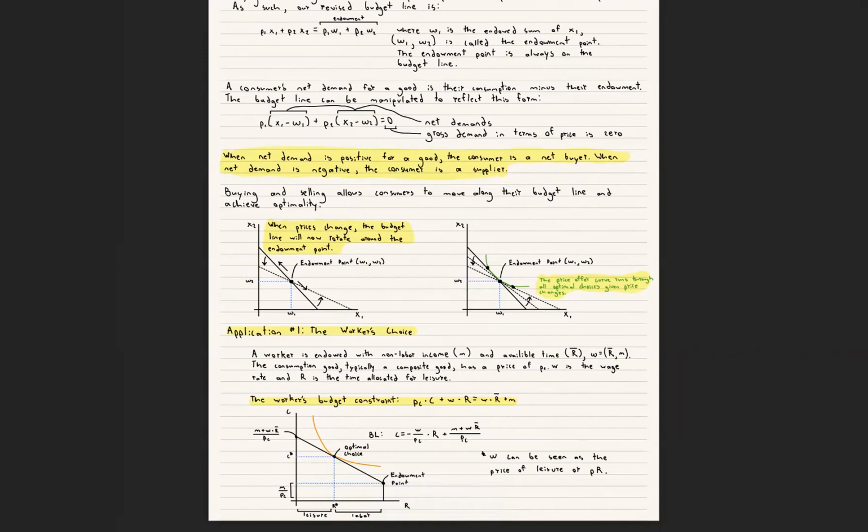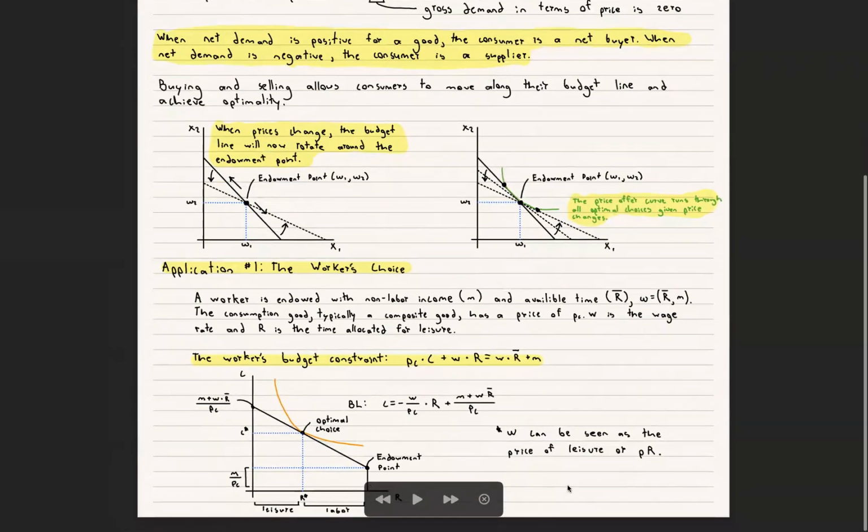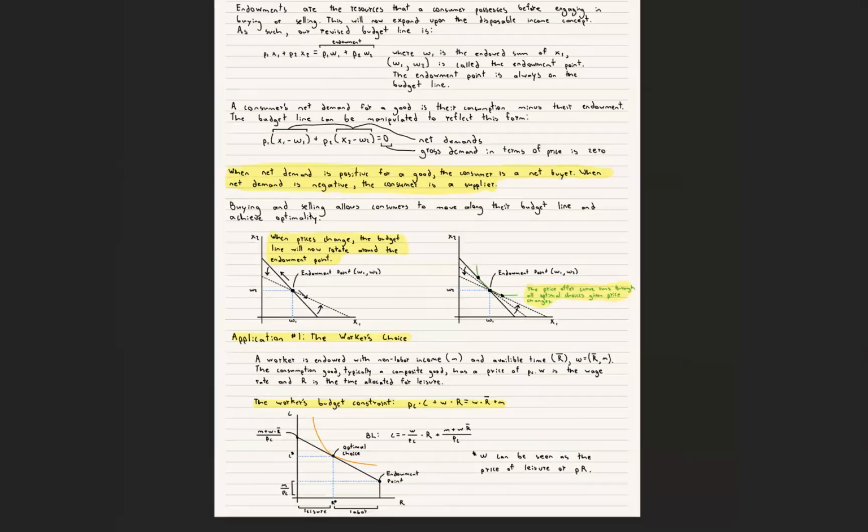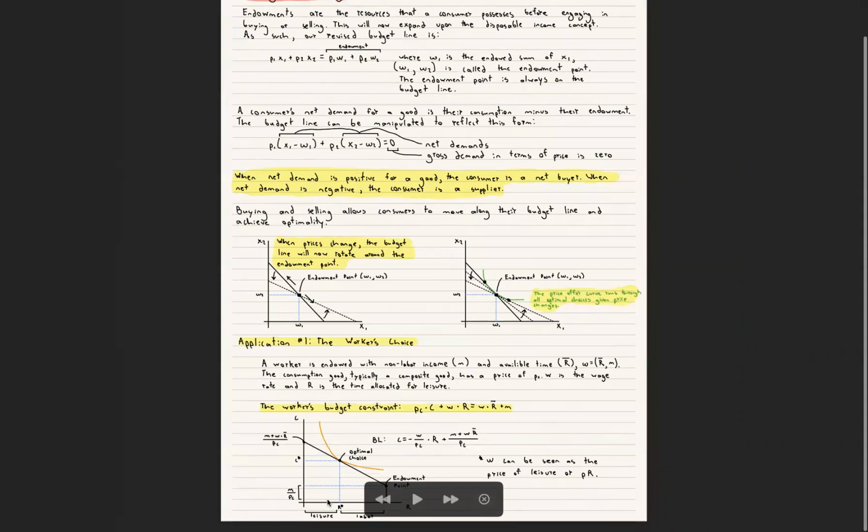So there we have the worker's budget constraint, where you have the formula or budget line, and it's pretty similar to the concepts that we saw earlier in the course. But you can see here at the endowment point, it cuts off where C is less than M divided by PC. And we intersect at our vertical intercept, which is going to be M plus W times R bar divided by price of C. And this is the trade-off between leisure and labor.